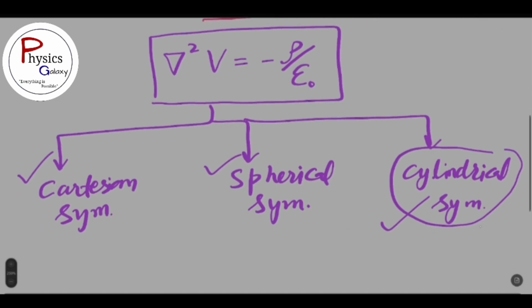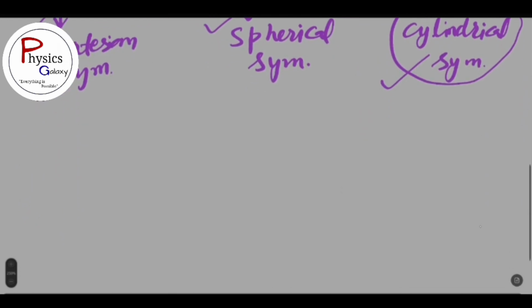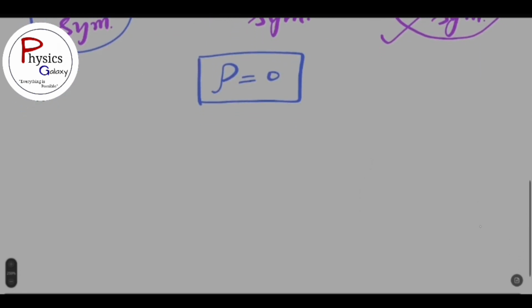So let's start. Before starting the problems, my condition will be that rho equals 0, so that we can solve our problems very easily. I am taking the Cartesian system first. This is my first problem. If rho equals 0, then my Poisson's equation will become del square V equals 0.